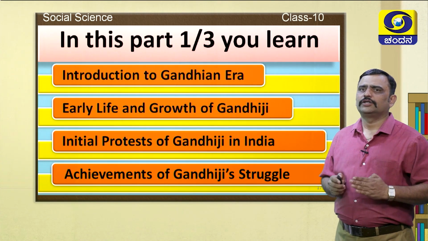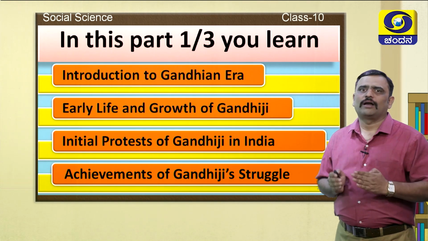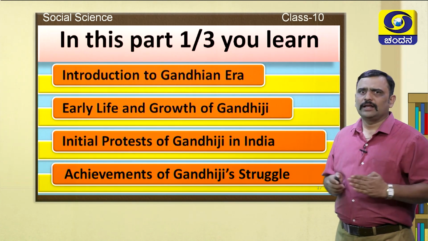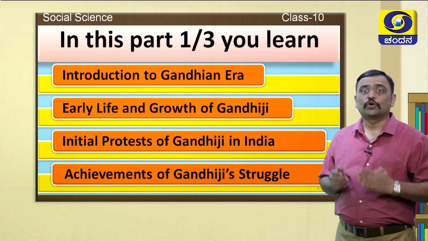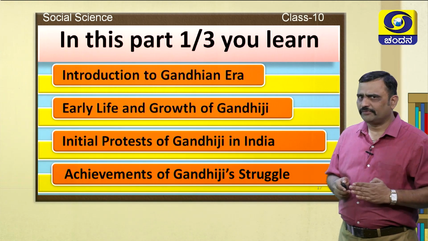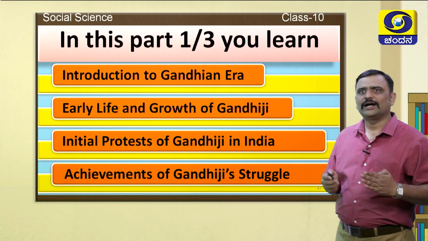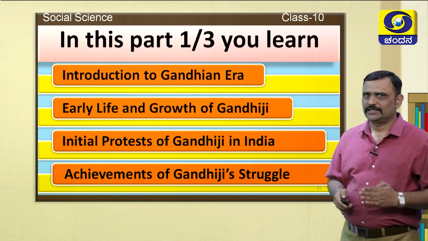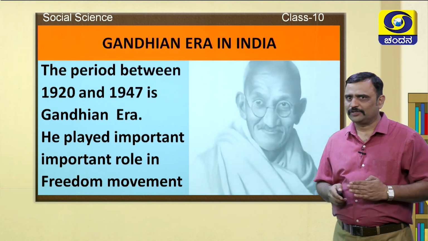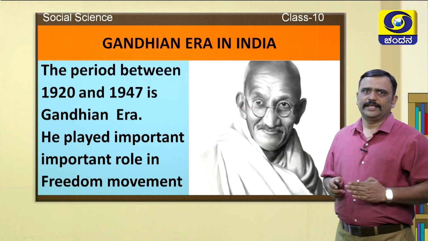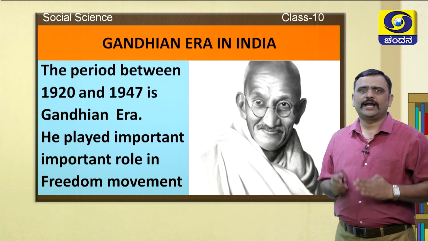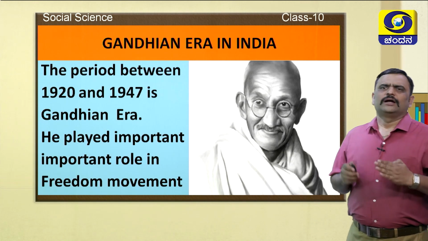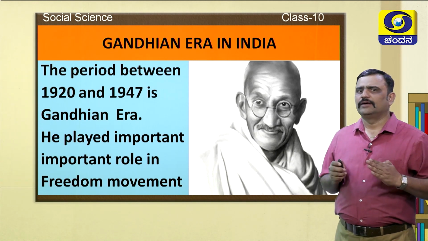Let's begin today's unit, that is unit 1 of the 8th chapter in history: Introduction to the Gandhian era, early life and growth of Mahatma Gandhiji, initial protests of Mahatma Gandhiji in India, and achievements of Gandhiji's struggle in India. These are the things we are going to discuss in this unit. Apart from this, let's know what else we are going to learn. Gandhian era in India: the period between 1920 and 1947 is known as the Gandhian era in the Indian freedom struggle. Gandhiji played a very important role in the freedom movement.